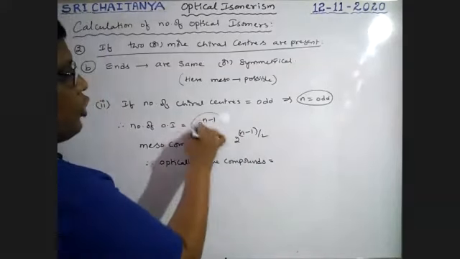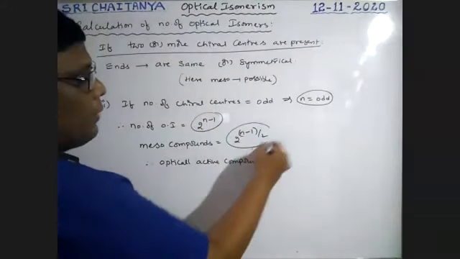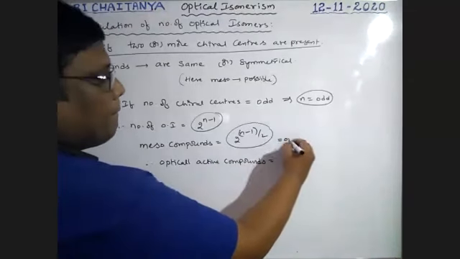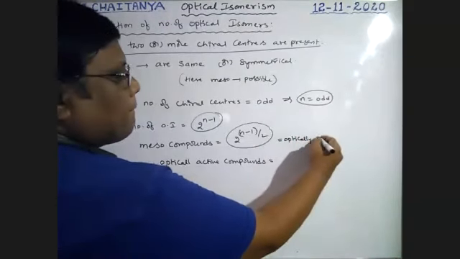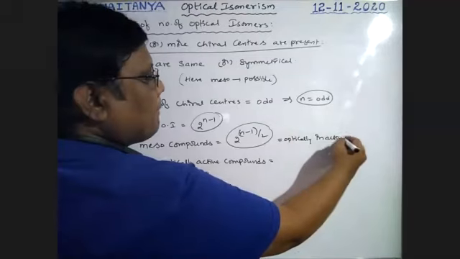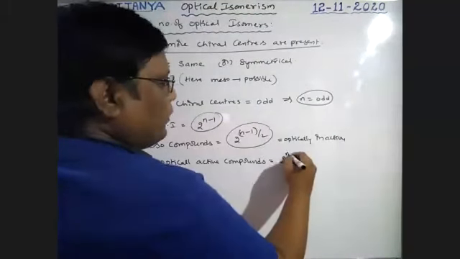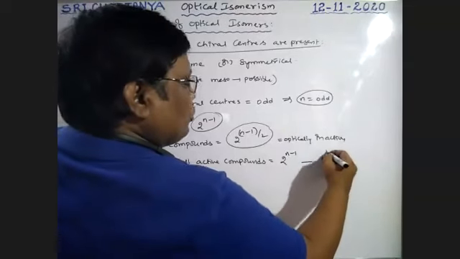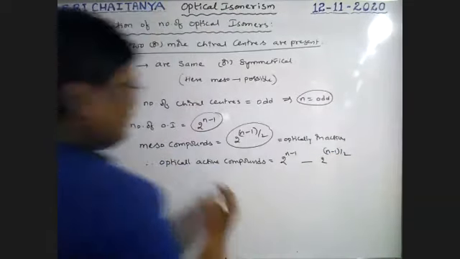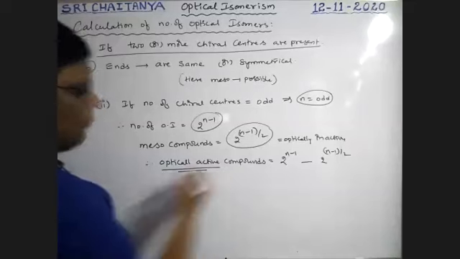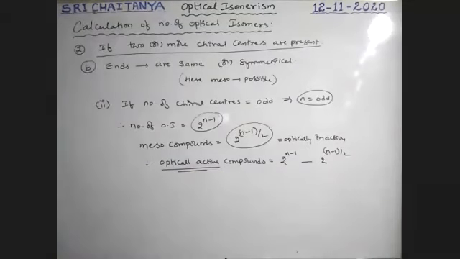Okay. Next, therefore, optically active compounds. Boys, these are total optical isomers. These are meso compounds. These are optically inactive. Therefore, this one minus this one gives the active ones. Therefore, 2 power n minus 1 minus 2 power n minus 1 by 2. So this is optically active compounds, not total. It is optically active compounds.